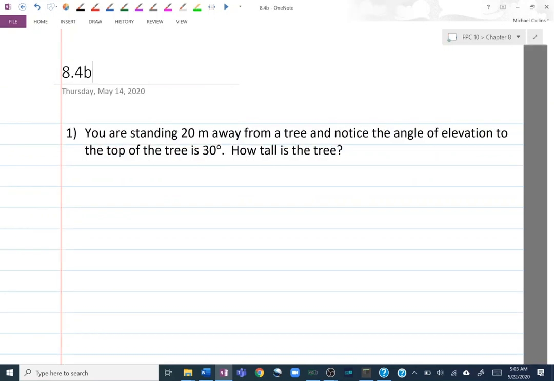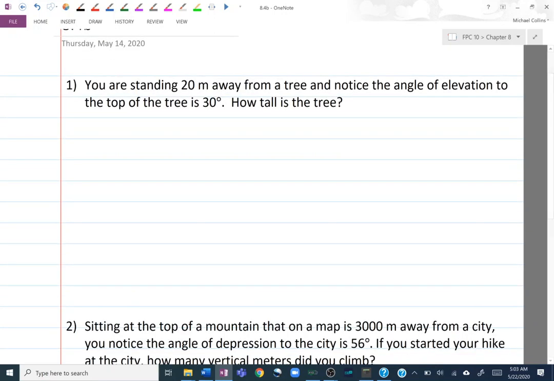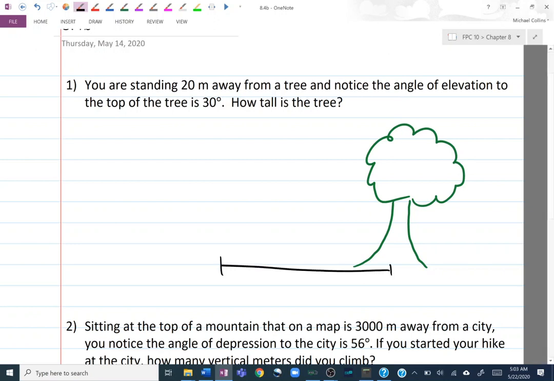So let's look at a word problem. You are standing 20 meters away from a tree, and notice the angle of elevation to the top of the tree is 30 degrees. How tall is the tree? So we can draw a tree. I like a tree, maybe with a floofy top. There we go. And we are standing 20 meters away from our tree.